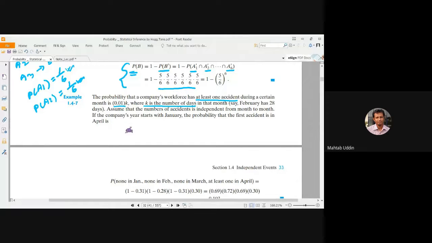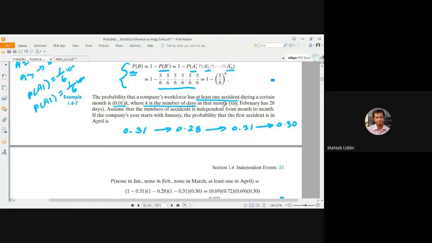So in January the probability of accident is what? 0.01 times 31 is equal to what? 0.31. In February this is what? 0.28. In March this is what? 0.31. In April, what is the probability of accident? April is 30, so 0.30. Similarly, the other months have their probabilities.